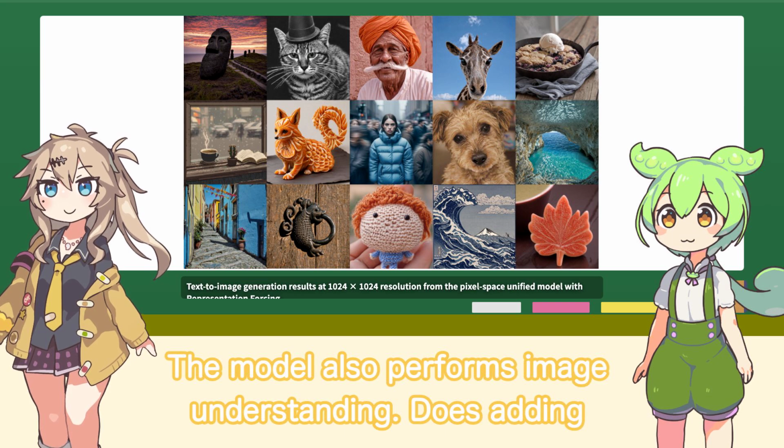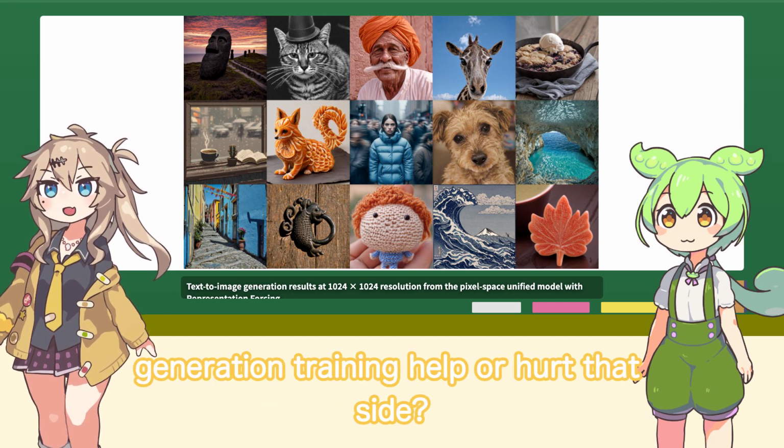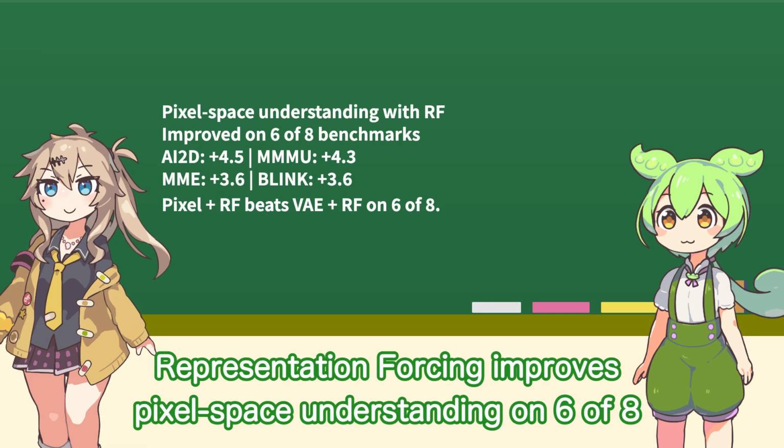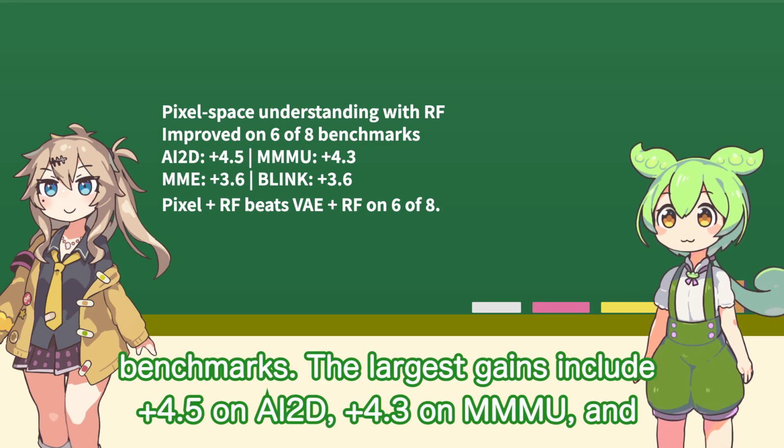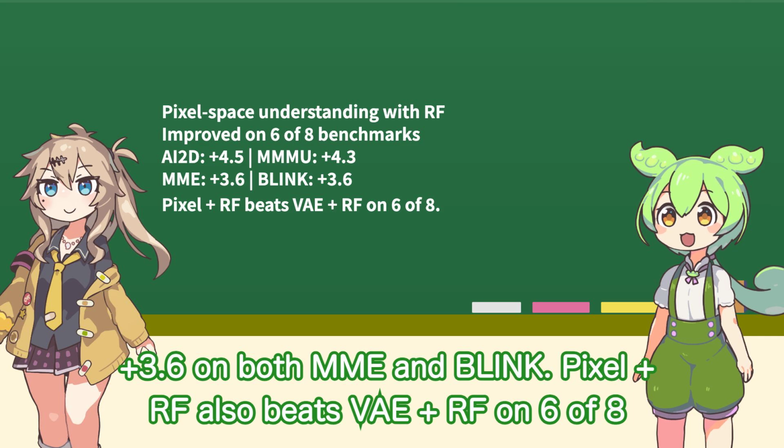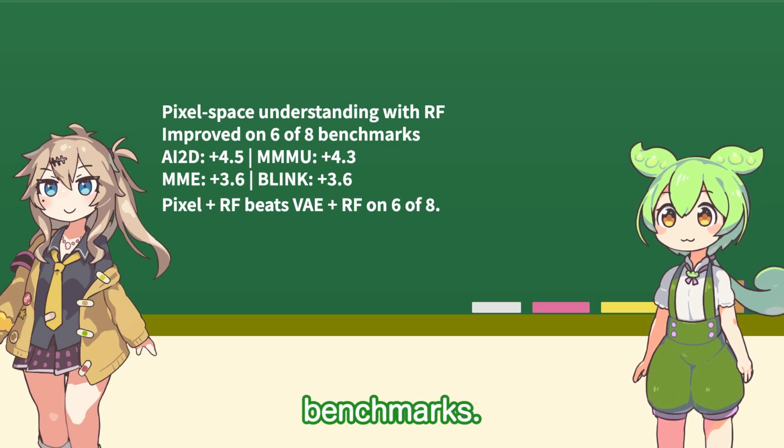The model also performs image understanding. Does adding generation help or hurt that side? Representation forcing improves pixel space understanding on 6 of 8 benchmarks. The largest gains include 4.5 points on AI2D and 3.3 on MMMU. Pixel plus RF also beats VAE plus RF on 6 of 8 benchmarks.